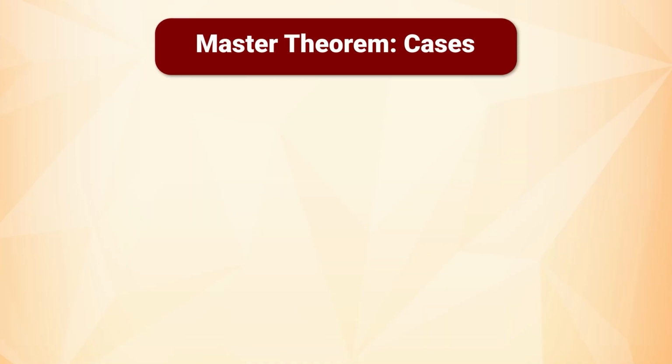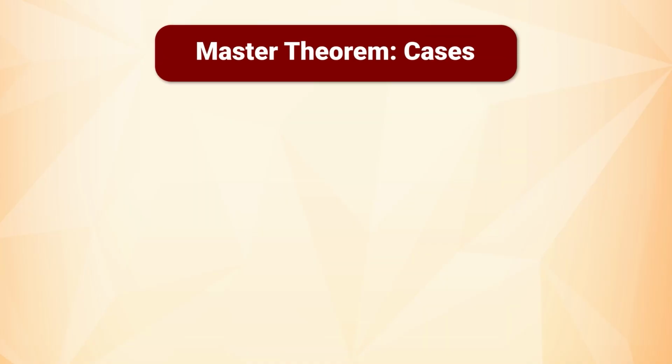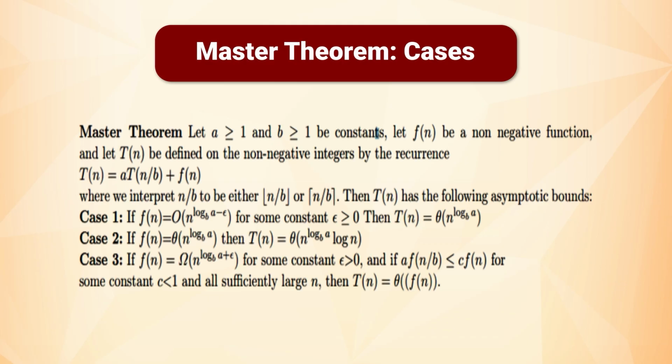So, these are the cases of master theorem. This is the standard form: let A be greater than or equal to 1 and B be greater than 1, both constants, and F n be a non-negative function, that is a positive function, and T n equal to A T n by B plus F n. These are the cases, case 1, 2, 3, and they can be understood by comparing F n with n to the power log A base B.